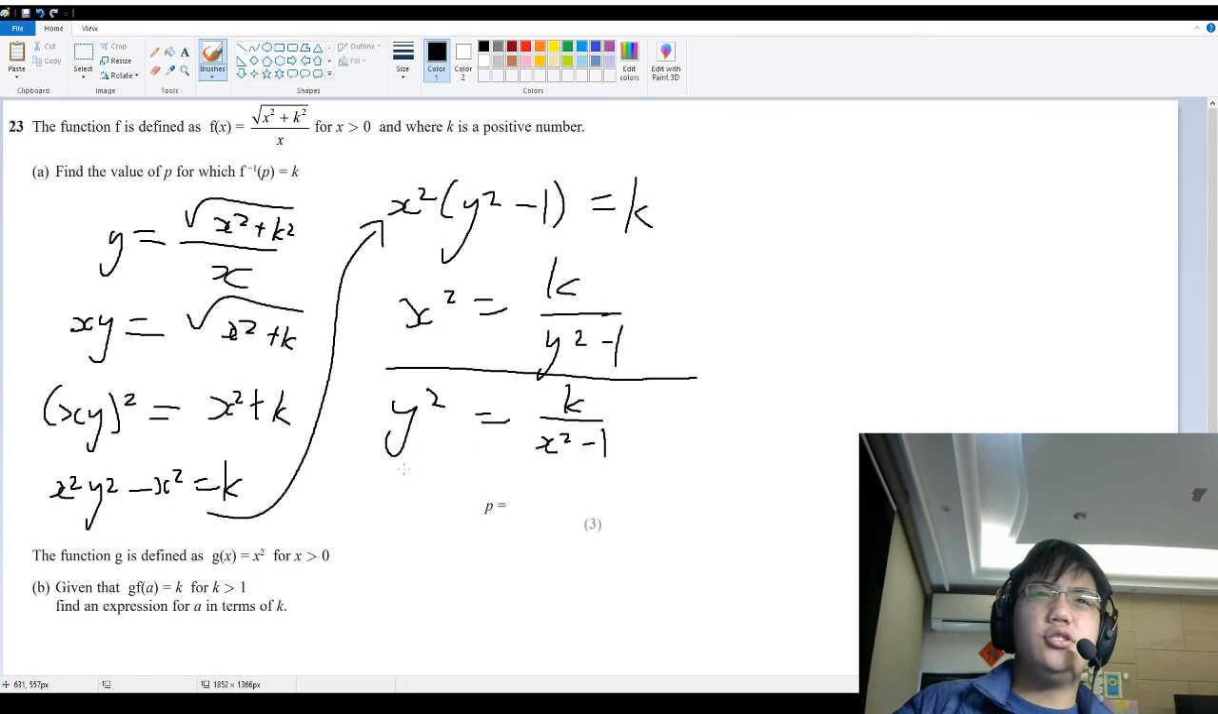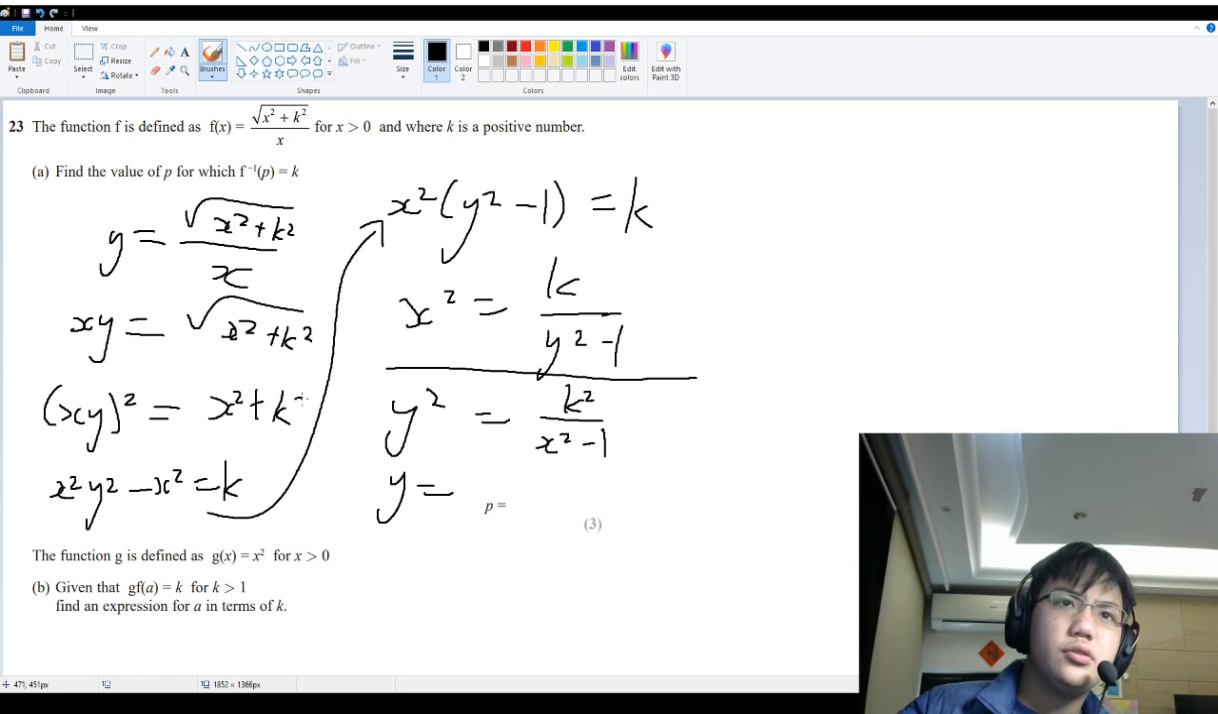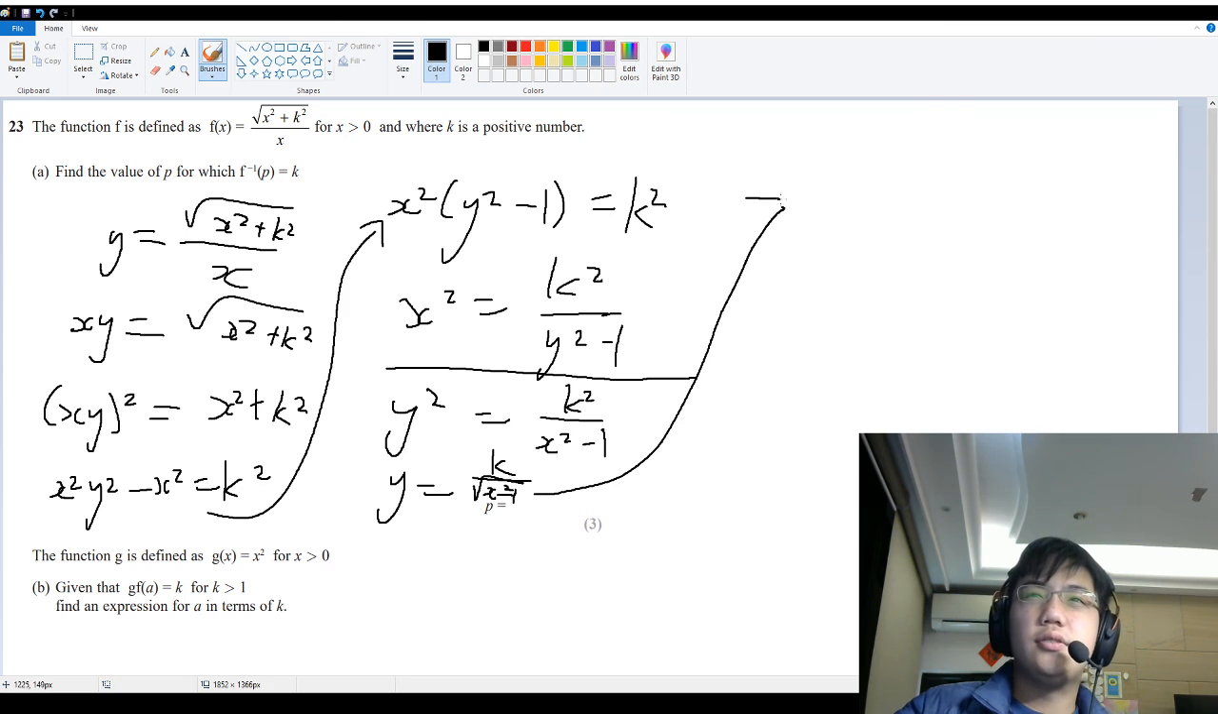To solve for the inverse, we need to find y in terms of x. So y equals k over the square root of x squared minus 1. So this is the inverse function, f inverse of whatever.